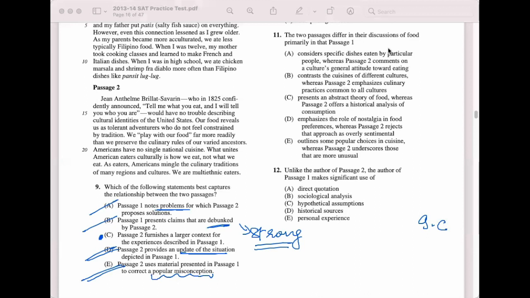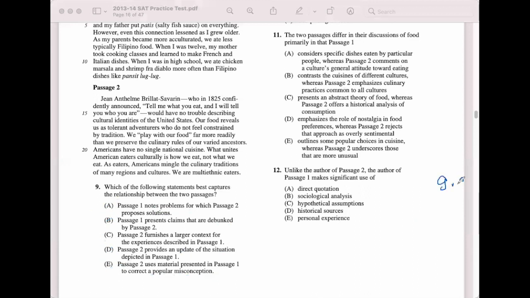Okay, so I'll write it in the sidelines because we'll have to grade it later.